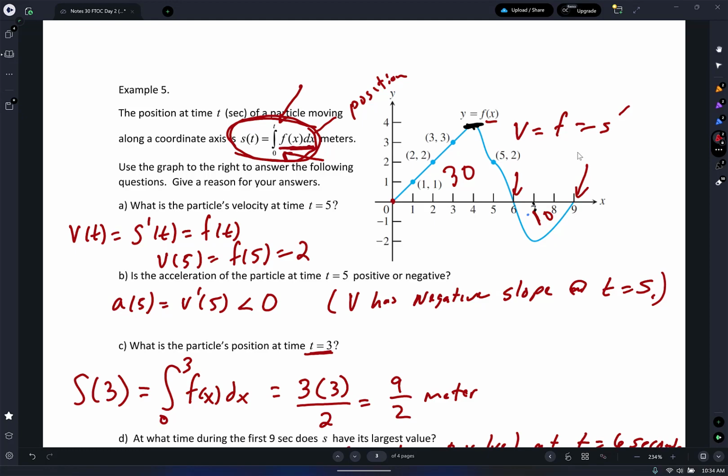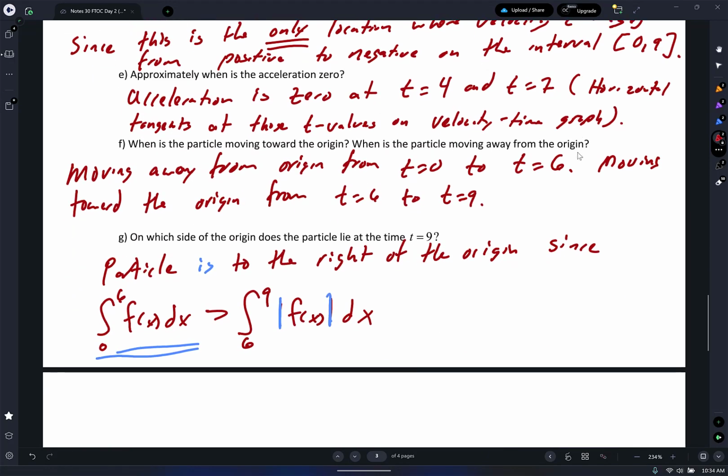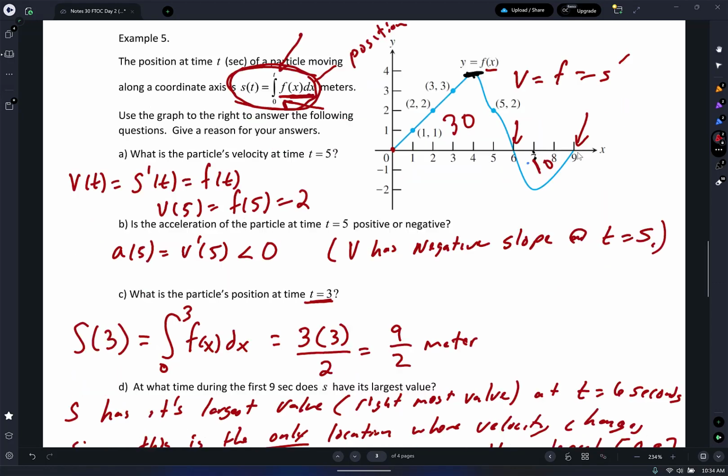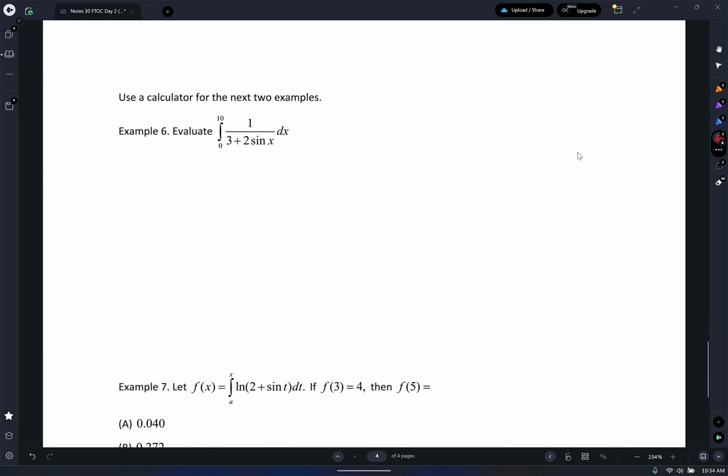Does that make sense? So that's what this is trying to say: the magnitude of the area from 0 to 6 is bigger than the magnitude of the area from 6 to 9. So I must be to the right. That makes more sense. Okay, so they're putting numbers, because then I can see it.